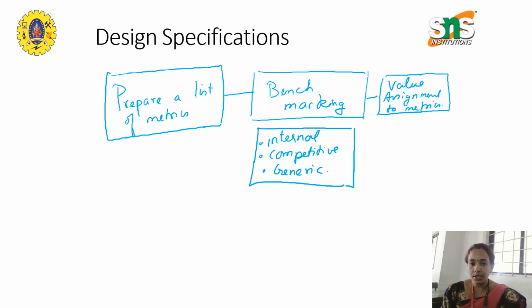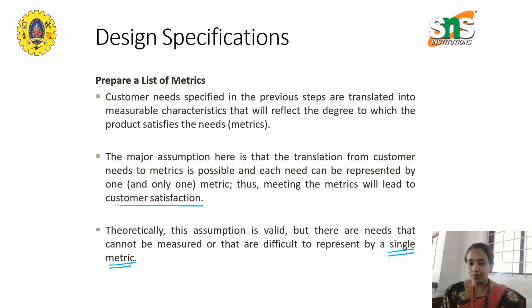According to the design specifications, we have this block diagram. Prepare a list of metrics, benchmarking, value assignment to the metrics; internal, competitive and generic are the design specifications which we have to consider while doing the manufacturing process. Prepare a list of metrics.